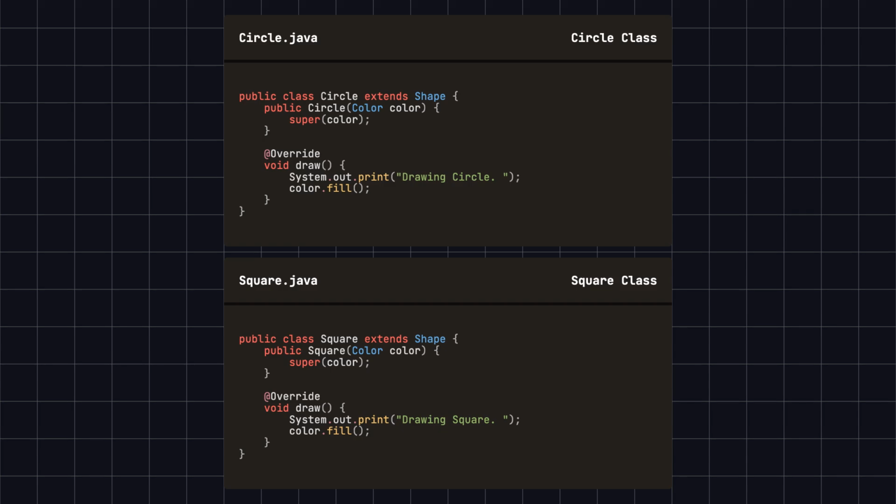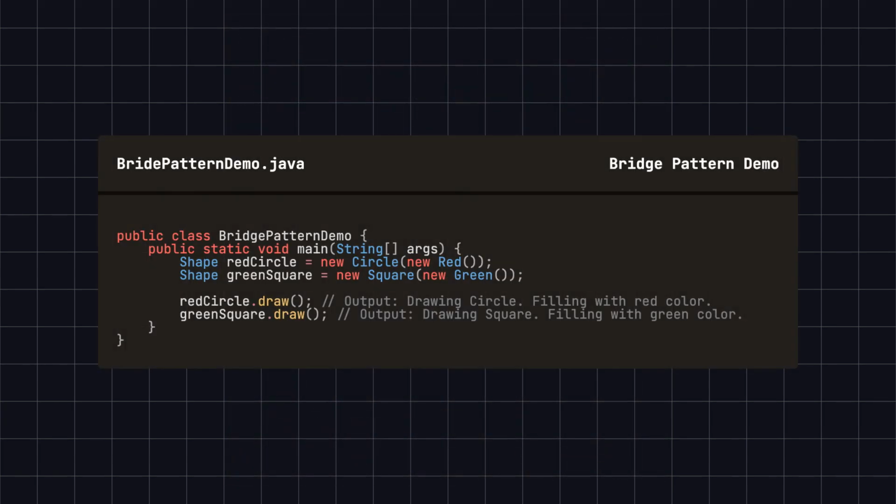Then, we define concrete shape classes, such as Circle and Square, which extend the abstract Shape class and implement the draw method. Now we can freely combine shapes and colors and call the draw method. Here, we create a red circle and a green square and call their draw methods. As you can see, with the bridge pattern, shapes and colors can be combined flexibly without creating separate classes for each combination.